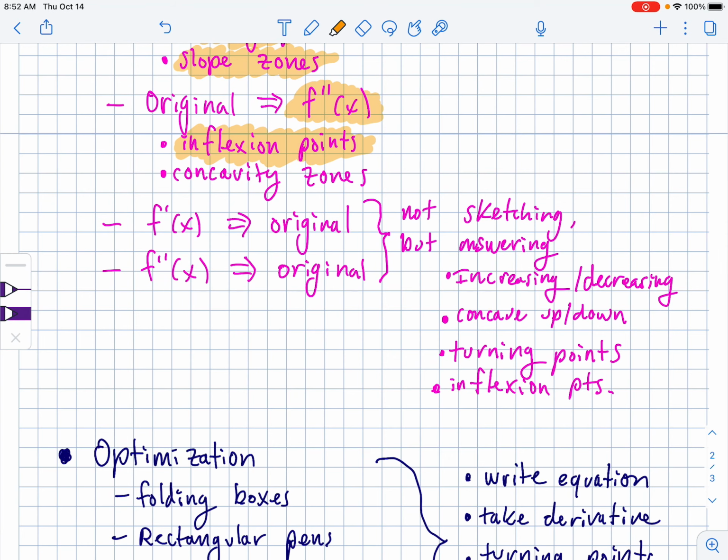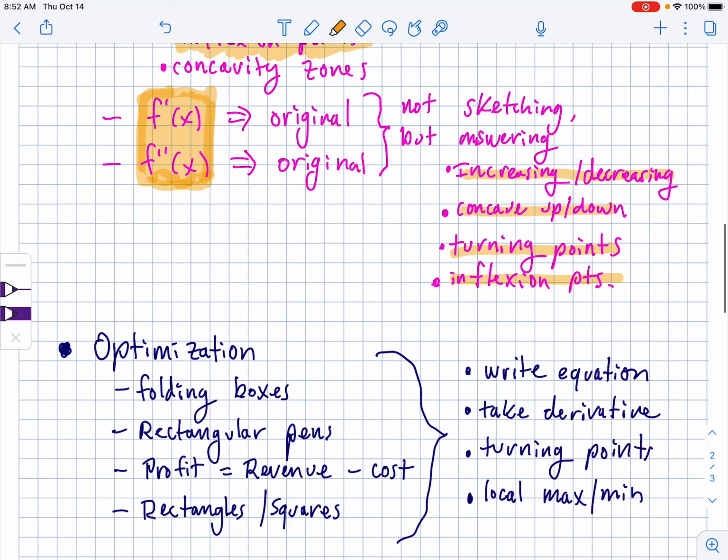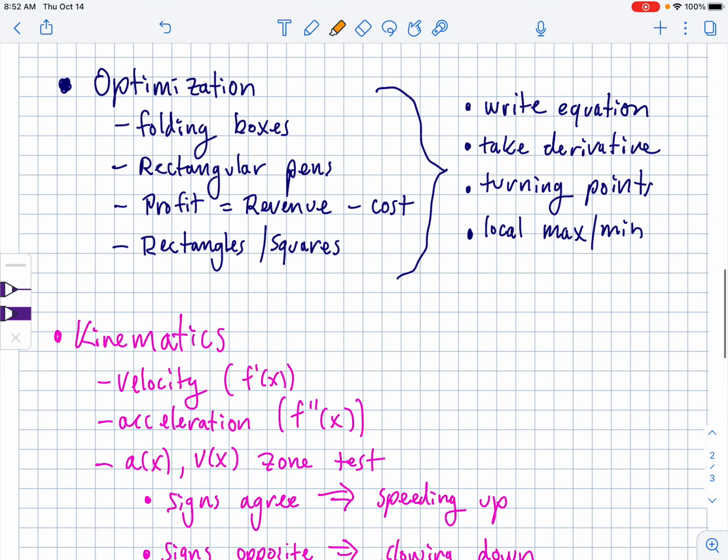Now, a lot of people have been asking, Jolly, what is this going to look like on a test? Are we actually going to have to sketch these things? How exact do I have to be? I'm thinking that when it comes to a test, we might give you one of these, either the derivative or the second derivative, and then ask you some questions about the original. So we might ask you where the original is increasing or decreasing in terms of intervals. We might ask you where it's concave up or down in terms of intervals. We might ask you where the turning points are or where the inflection points are.